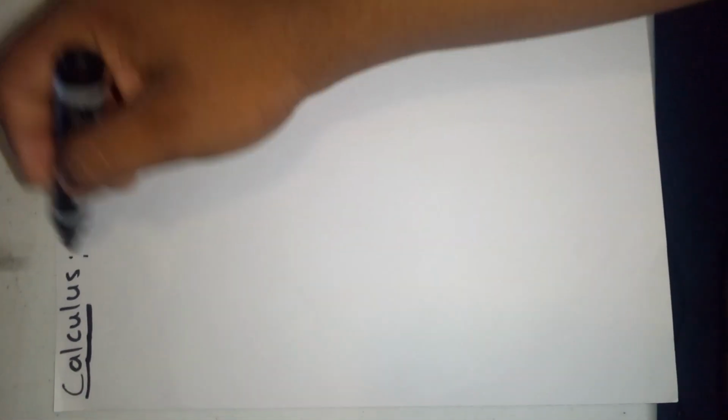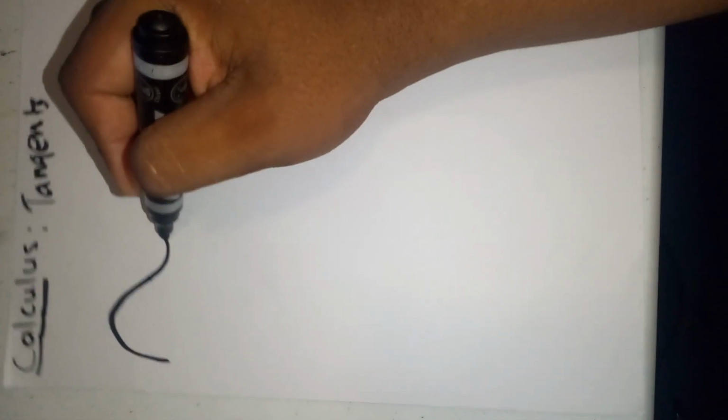So in this video we are going to be doing calculus, the equation of a tangent. So now we'll be discussing tangents. What is a tangent? A tangent is a straight line which touches a graph at only one point. At that point where it touches the graph, we call it the point of intersection, sorry, the point of contact.